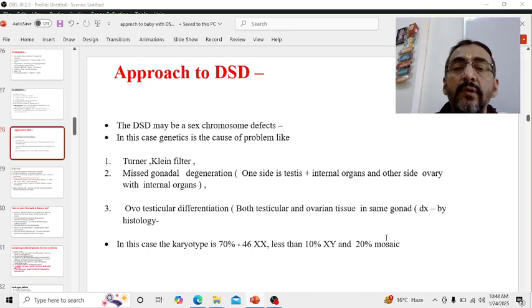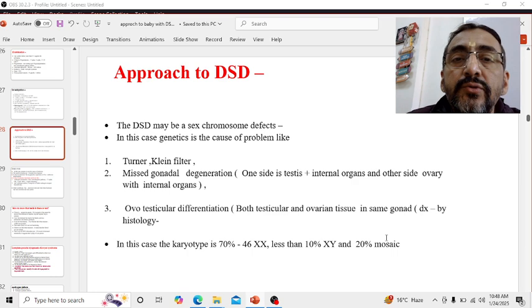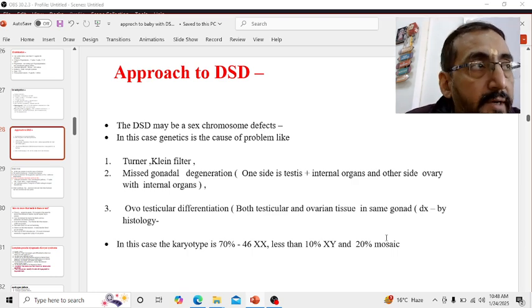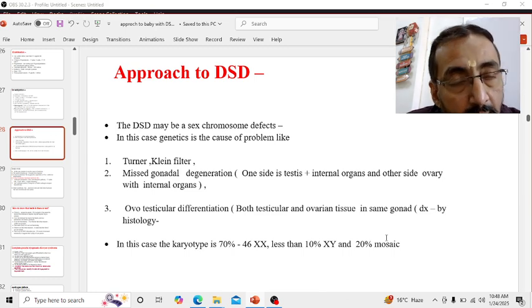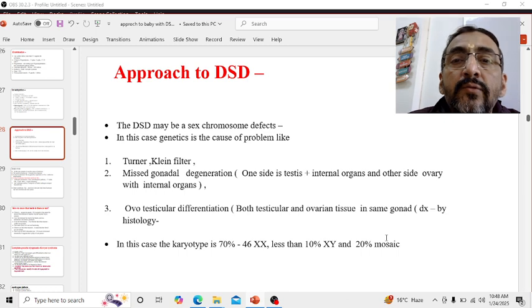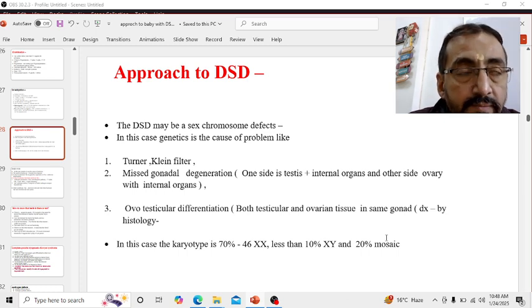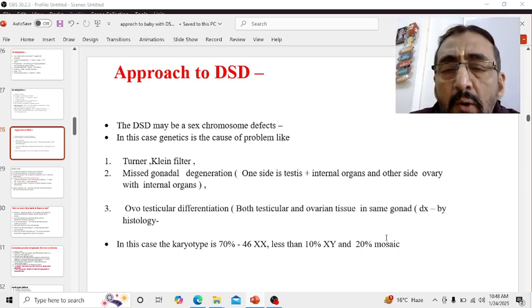So again today we will continue with the approach to a case of a DSD. In the last class we have seen examination and all those parts. In the last class we have also seen the investigation. Now today we will have some approach. Some portion of the approach we have already covered. Another way of approach.